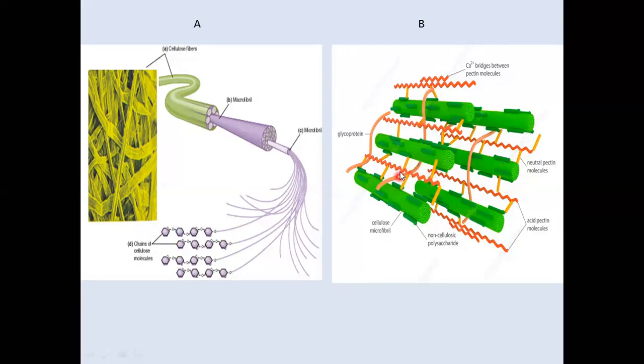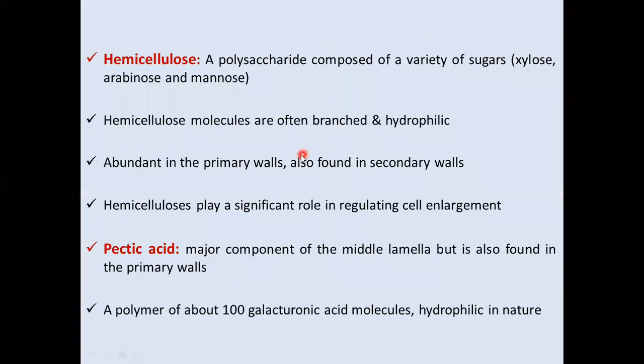And this is the mixture of non-cellulosic molecules with cellulose. This is cellulose microfibrils, and these are non-cellulosic. This is pectins. These are neutral pectin molecules. These are acid pectins, and these are calcium bridges between pectin molecules. These are glycoproteins. So these various molecules cross-link with cellulose molecule.